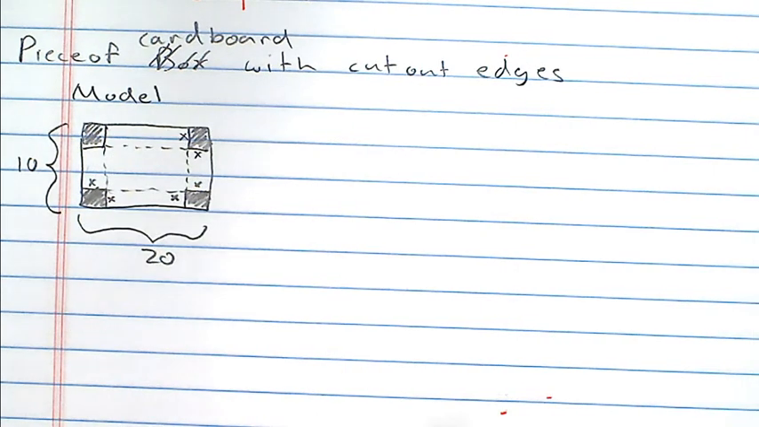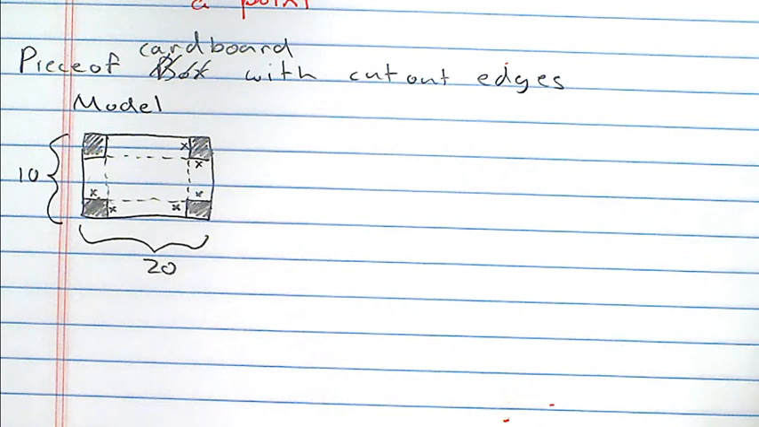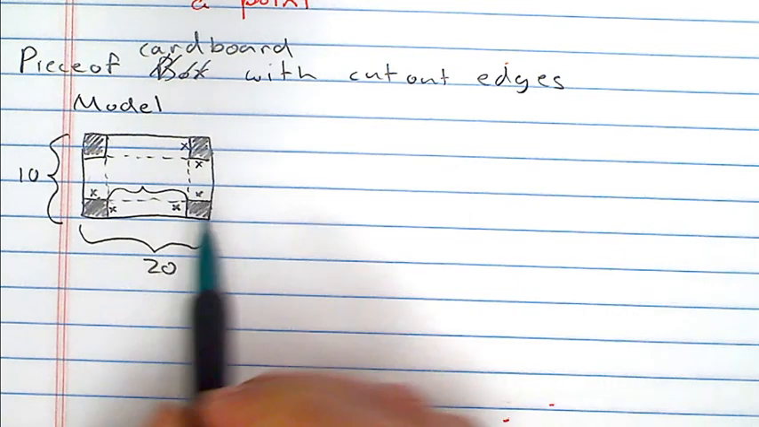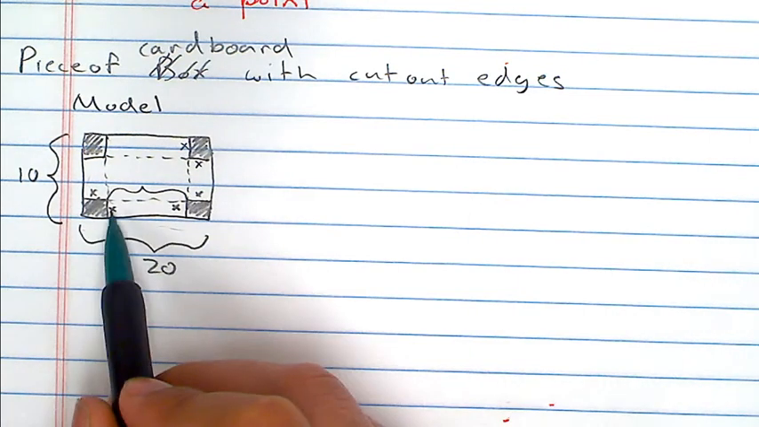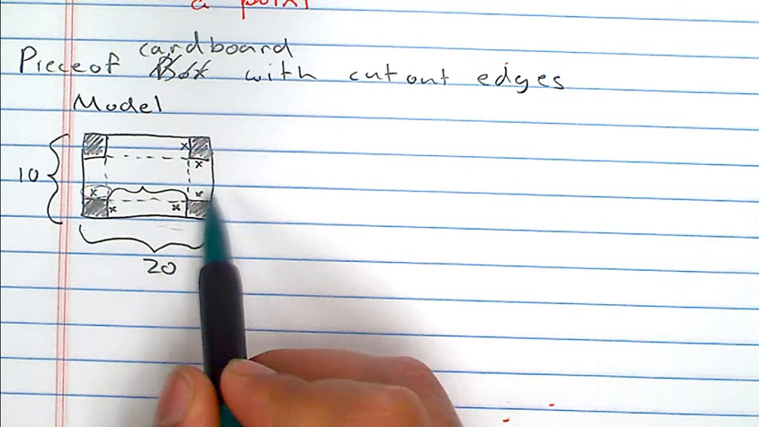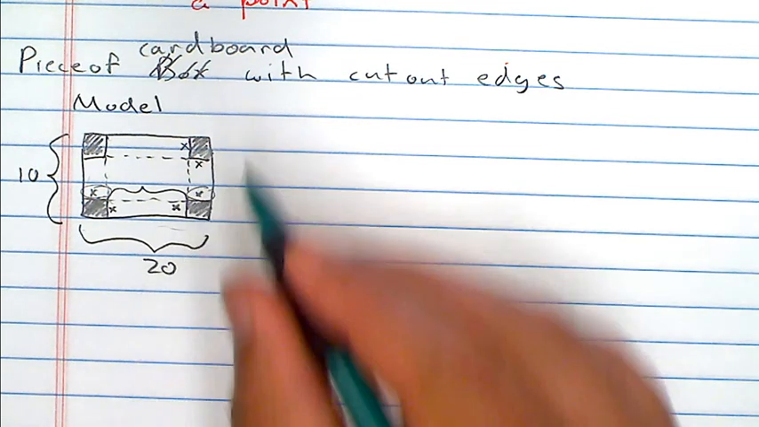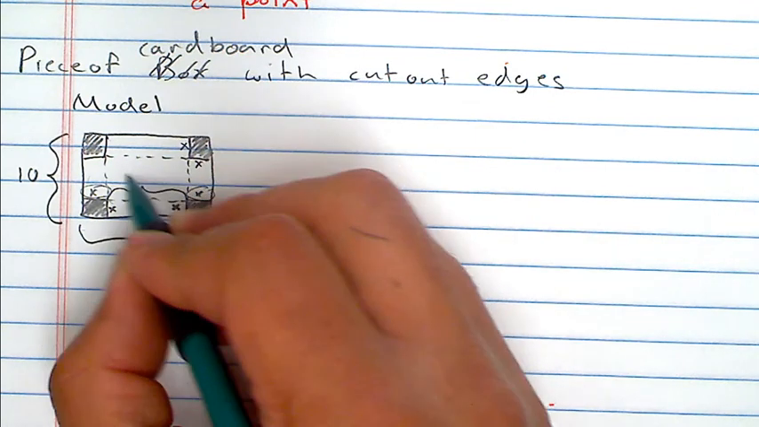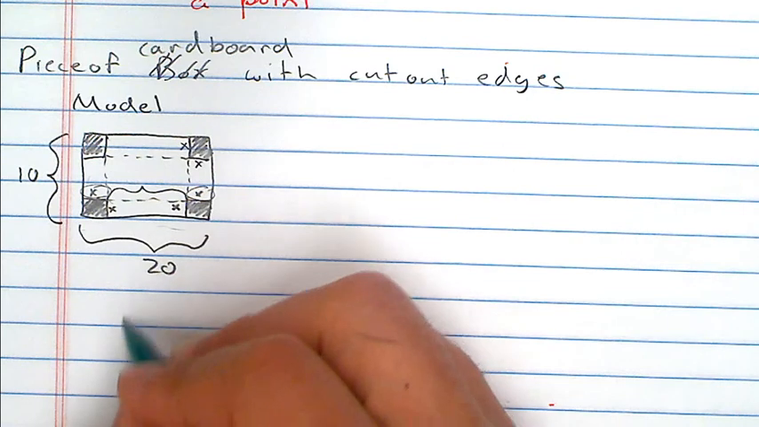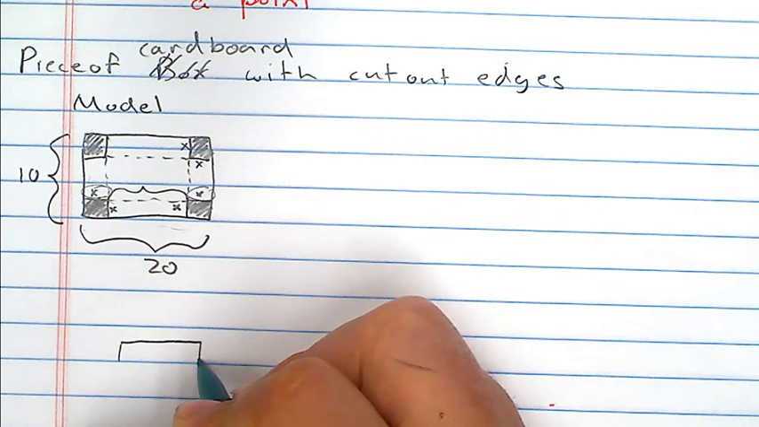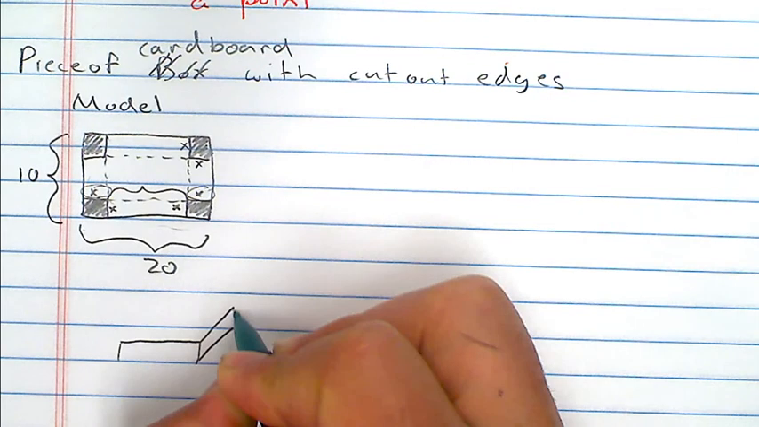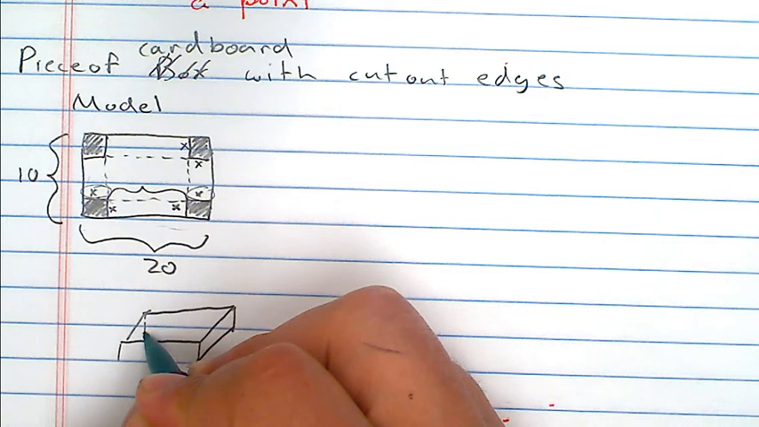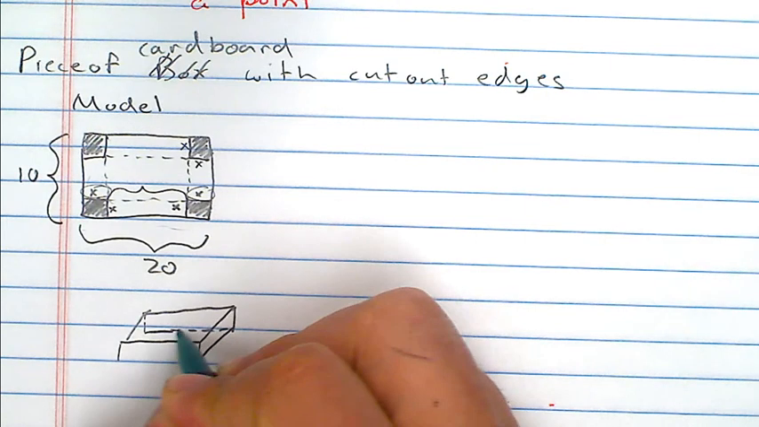Okay? So what we need to understand before we go too much further is this side right here is 20 long. Take away this x and take away this x. Alright? So the interior right here, let's draw the picture of it standing up now. When we fold that up, it'll look something like this.